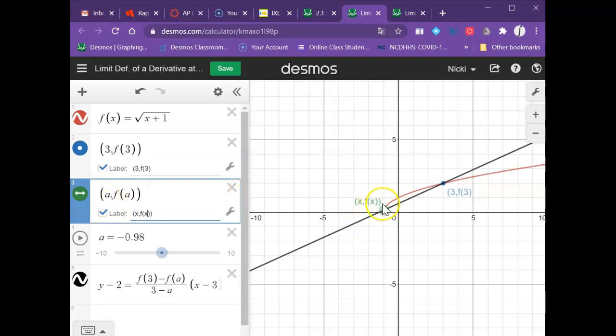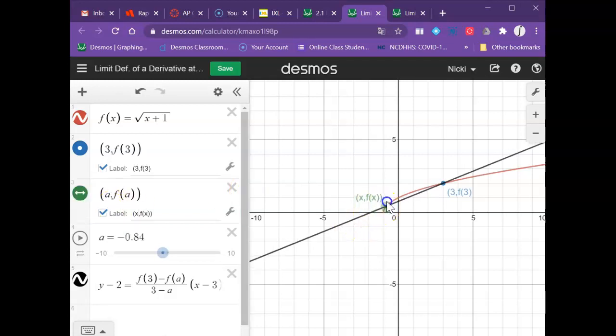So if I take this point right here and I move it closer and closer to that point 3, I get closer and closer to having a tangent line there, a line that just touches that curve right there at one tiny, tiny point. So you can see that x is approaching the value 3 here. x is getting closer and closer to 3. So let's set this up.